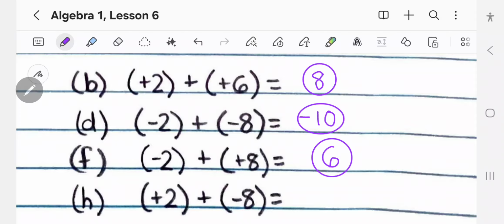H, positive 2 plus negative 8. These are different signs. So that's where I subtract their absolute values. 8 minus 2 is 6. Which one has the largest absolute value? Well, that would be 8. So it's going to be negative 6.